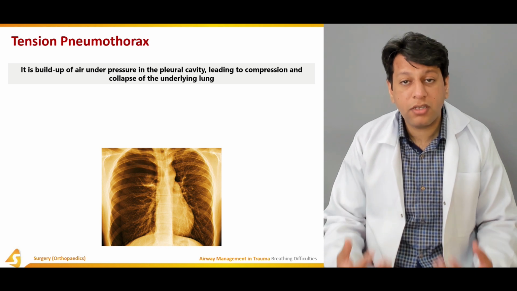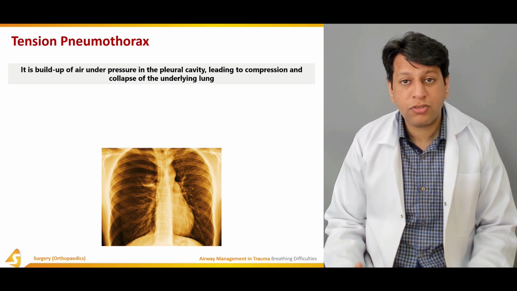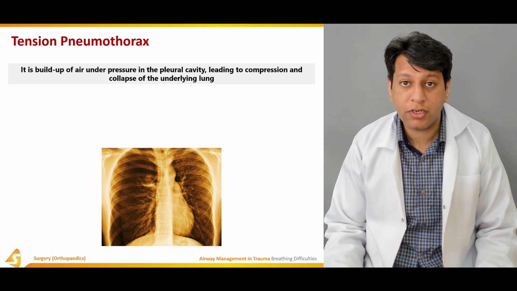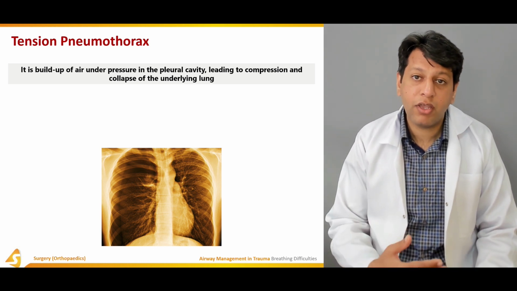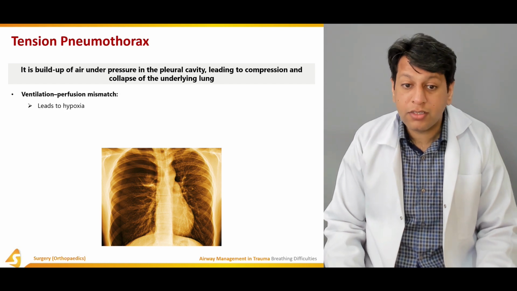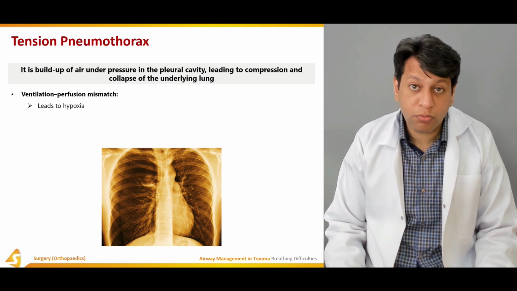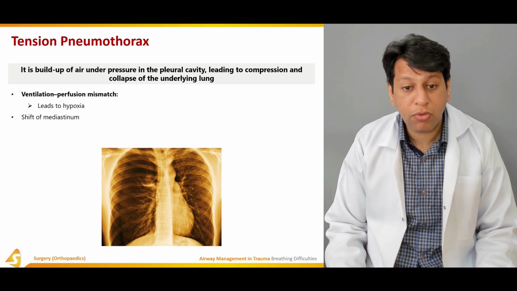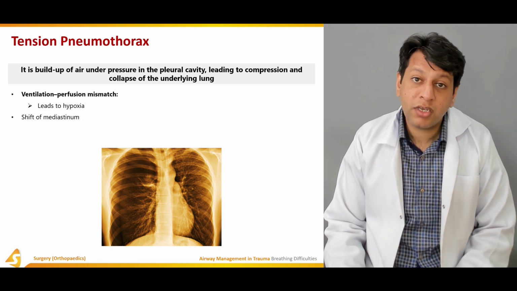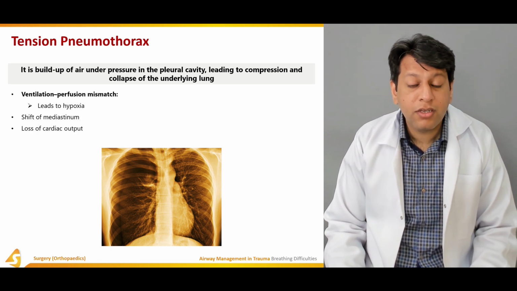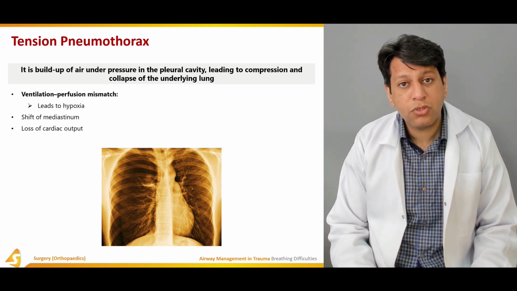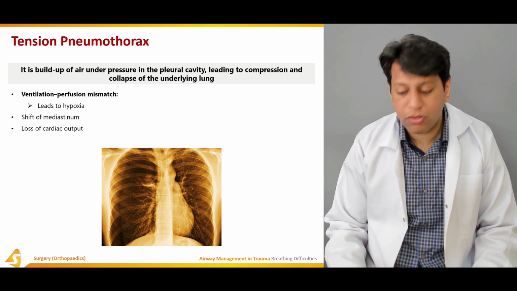Once the air builds up, the lung has collapsed and the air is building up on one side and creating a lot of pressure, which pushes the trachea away towards the other side. This leads to ventilation perfusion mismatch and eventually leads to hypoxia, and shifts the mediastinum and trachea to the other side. As the mediastinum shifts towards the other side, this also results in loss of cardiac output.